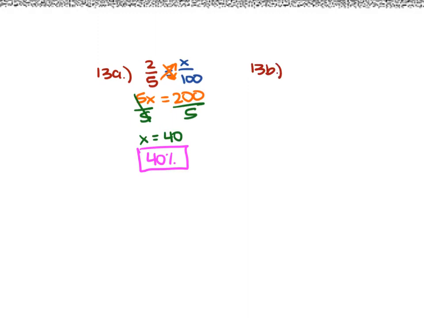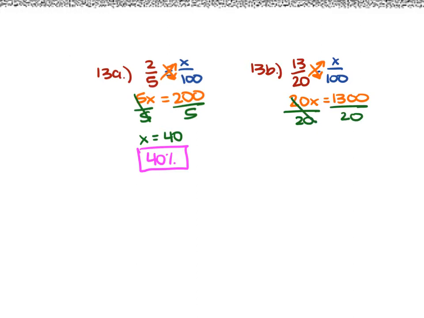For 13b, we are given 13 over 20. So again, I can set this equal to something over 100 and then cross multiply. So if I cross multiply, I'm going to get 20x is equal to 1300. I then can divide each side by 20. That 0 with a 0 on top is going to cancel out. So I'm going to have x is equal to 2 goes into 13 6 times with 1 left over. 2 goes into 10 5 times. So x is 65. That makes 65%.